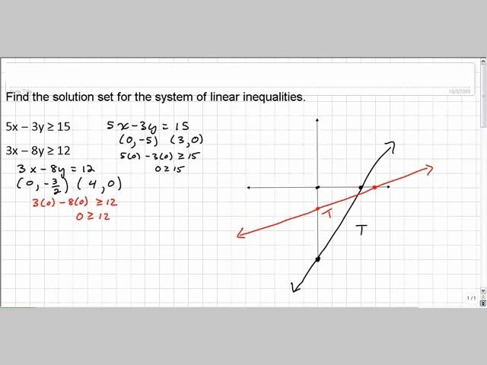So now the intersection will be the solution. We have to be below this red line here, but also below this black line. So the region that is below both the red line and the black line is this region here. So the solution to the system will shade this region.